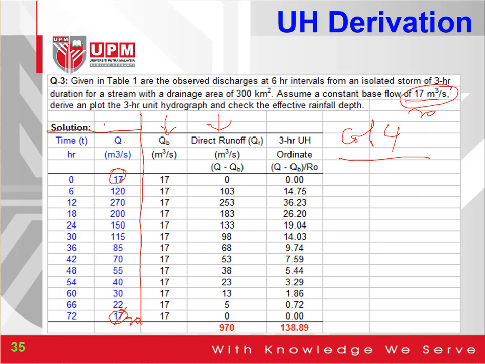So it is just column 2 minus column 3. Okay, so meaning that stream flow minus base flow. This is direct runoff. Okay, so this is done. So now we have to produce the 3-hour unit hydrograph. To produce the 3-hour unit hydrograph, we need to do something. What do we have to do?